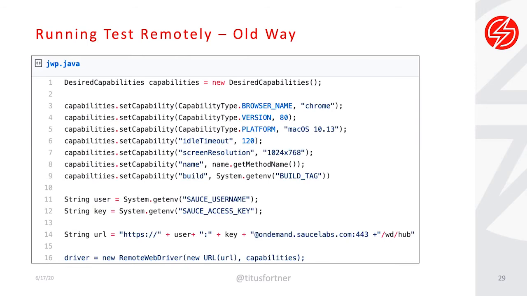Idle timeout, screen resolution you want, the name of the test, the build name. Those are all things that you pass in that Sauce Labs will read and process for you. And we'll get to what's going on there in a second. So you're essentially just creating a new remote web driver with the URL for Sauce Labs and the capabilities. So what's the problem here?